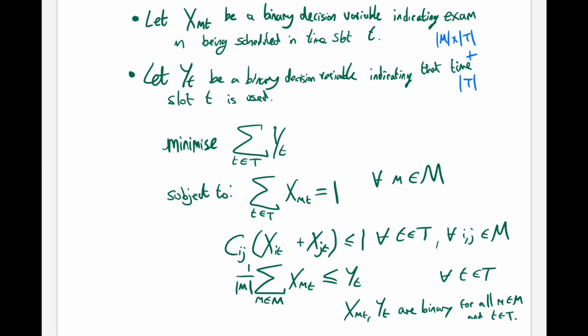Well, this constraint here, that is a constraint that's true for every module. So there are m of them. This constraint here, that is a constraint for every pair of modules and for every time slot. So this would be m squared t of them. And this constraint here, how many of those are there? There are t of them, one for every time slot. So the number of decision variables is going to be mt plus t, and the number of constraints is going to be m plus t plus m squared t.